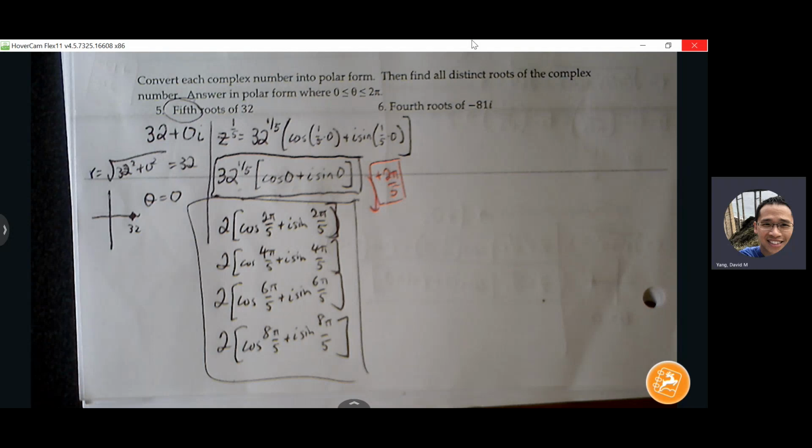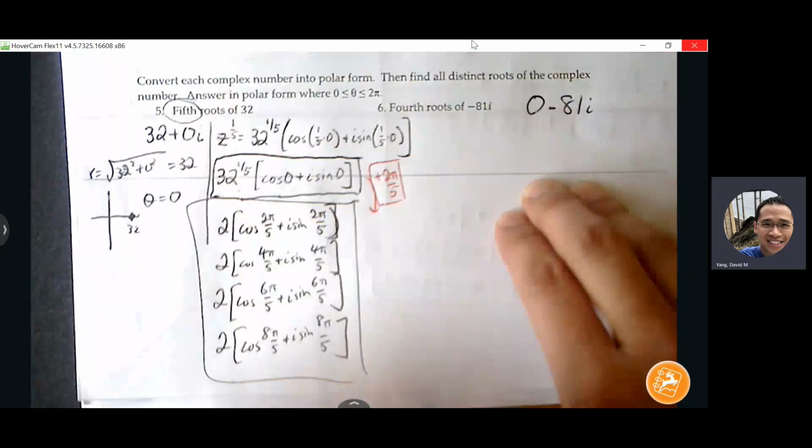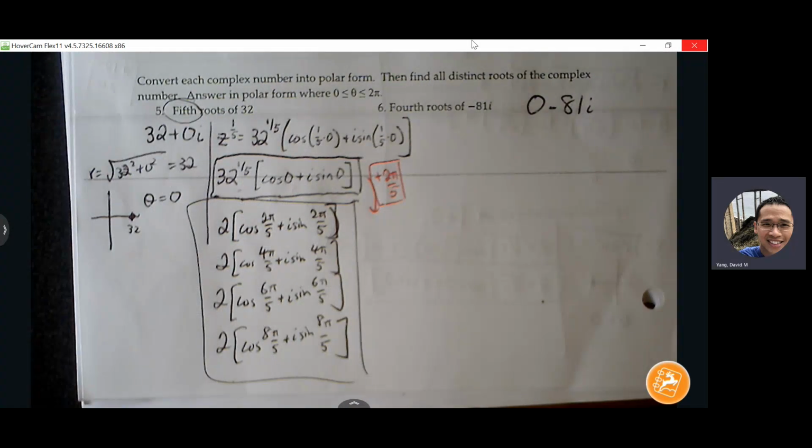Okay, for number 6, 4th roots of negative 81i. Can I put that into full complex form? 0 minus 81i. Yeah. It's easy to find the radius just by looking at this. You can tell what your theta is. The radius is 81, because I'm just going down, right? But your theta will be 3 pi over 2. You're going down.